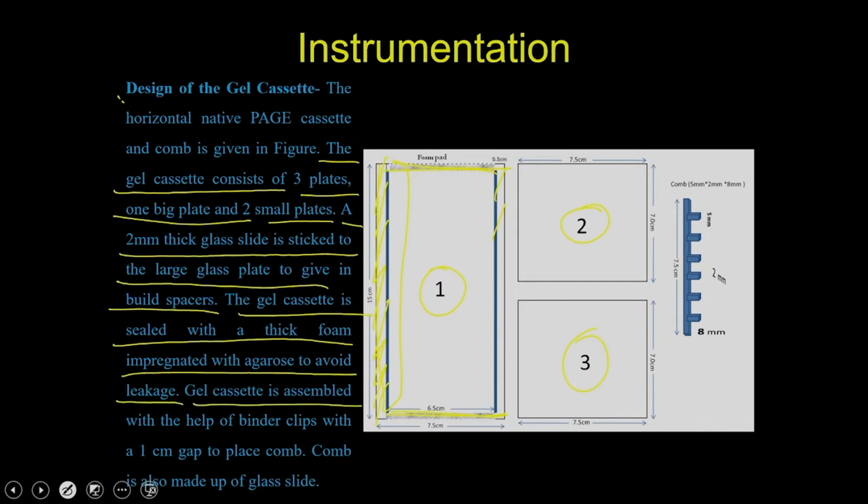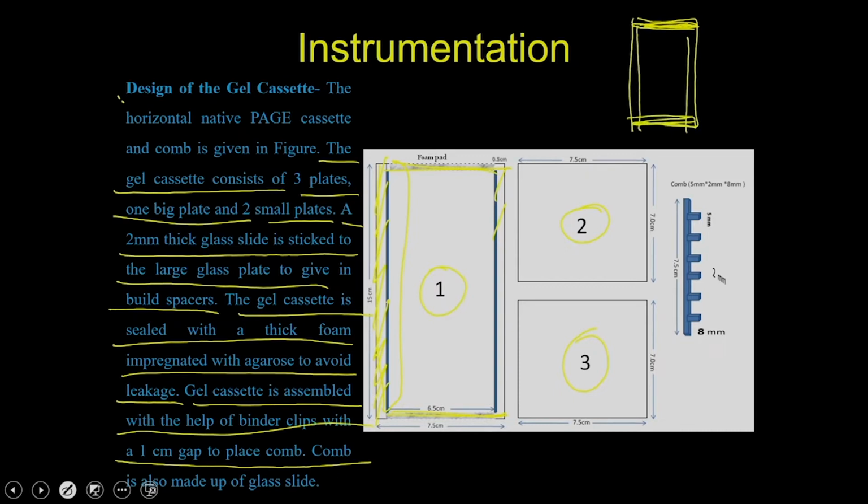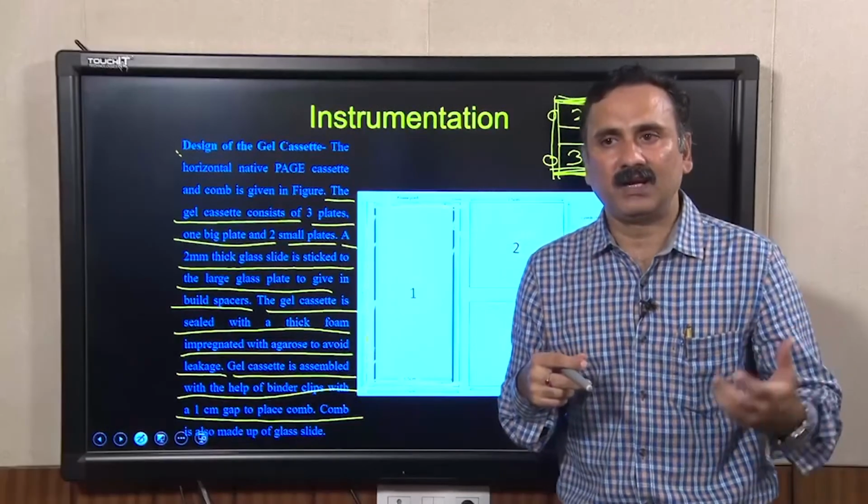Then the gel cassette is assembled with the help of binder clips with a 1 centimeter gap to place the comb, which means you have this main plate, you have a comb, you have a foam on this side, a foam on this side, and a spacer on both sides. Then you place number 2 and number 3 like this, and put the clips on both sides, so that this whole apparatus is assembled as one, and then you start casting the polyacrylamide gels.